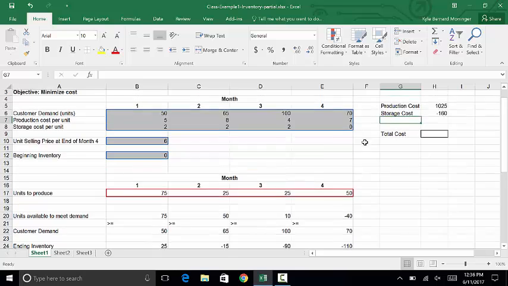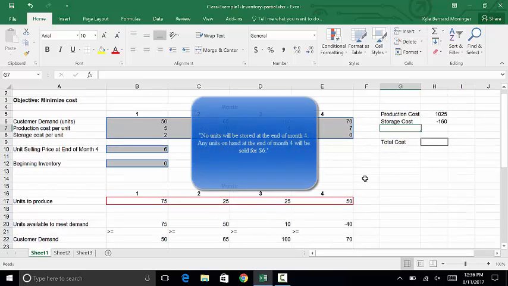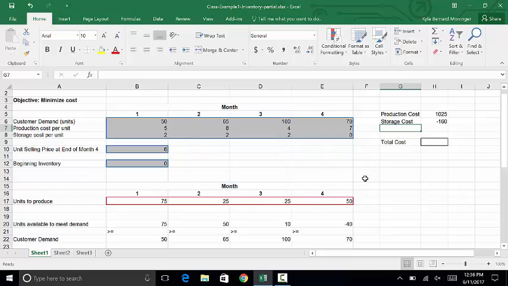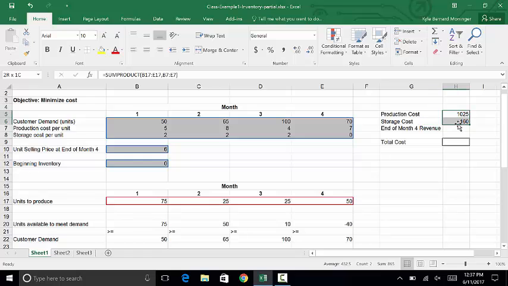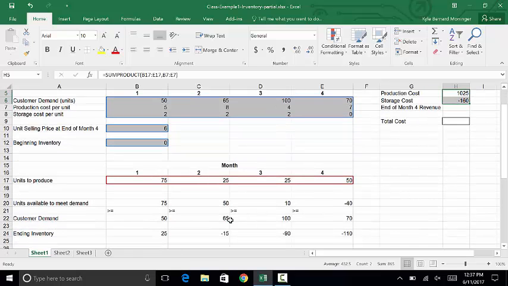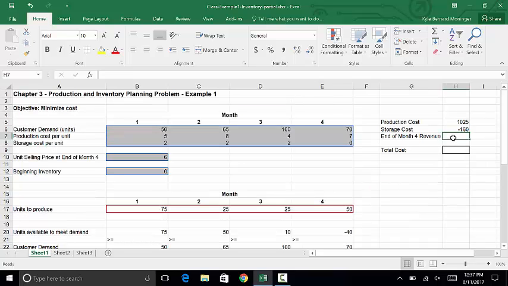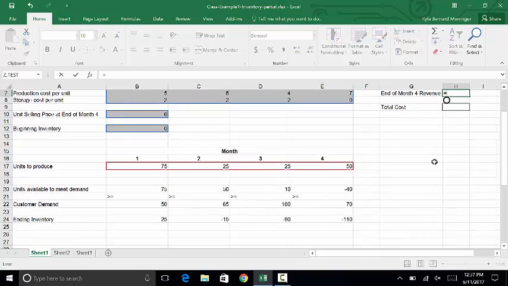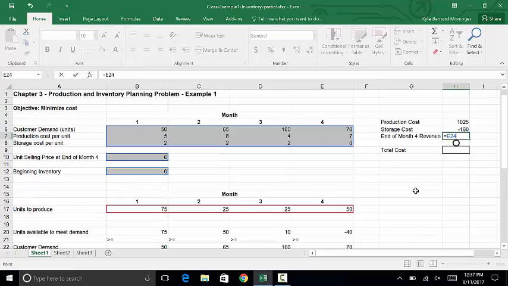If you read through the problem, at the end of month 4, we'll have nothing left over because we're going to sell all of our ending inventory for $6. So now we have end of month 4 revenue. These two are costs. Now my ending inventory in month 4, I'm going to sell that for $6. So everything I have left over in month 4, I sell for $6.